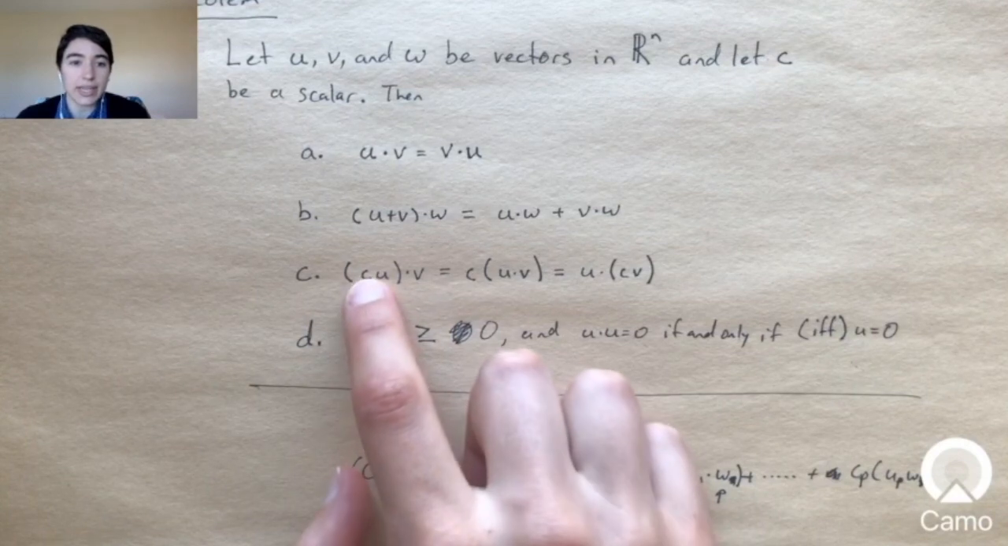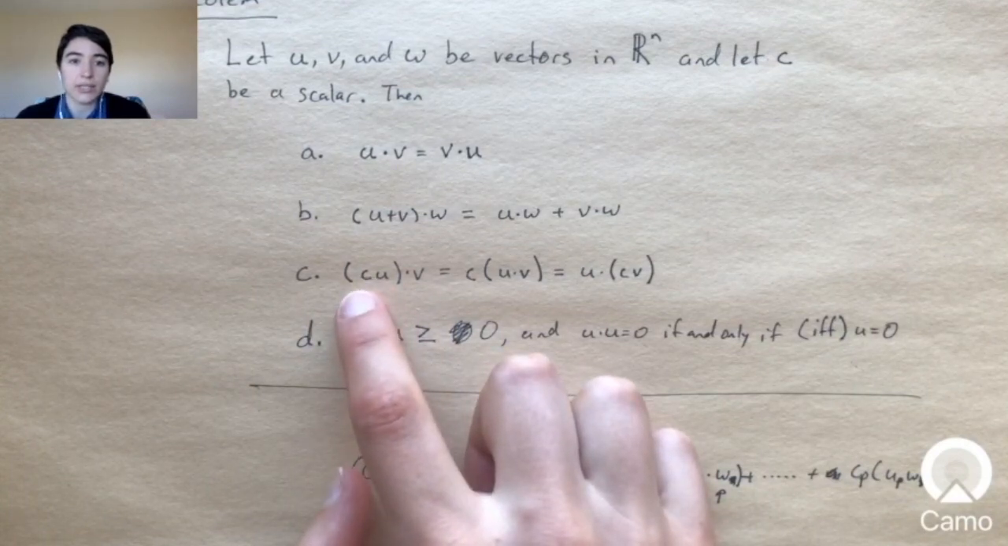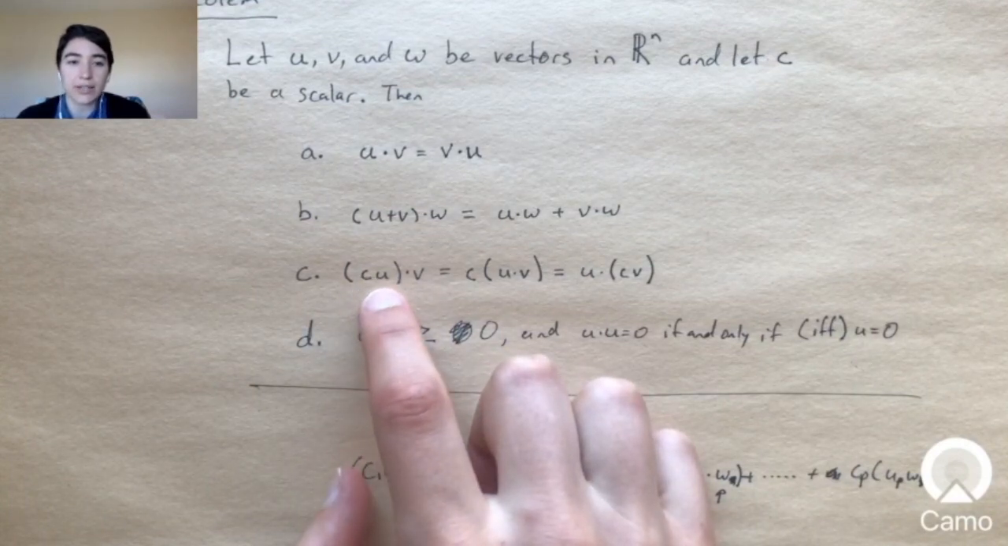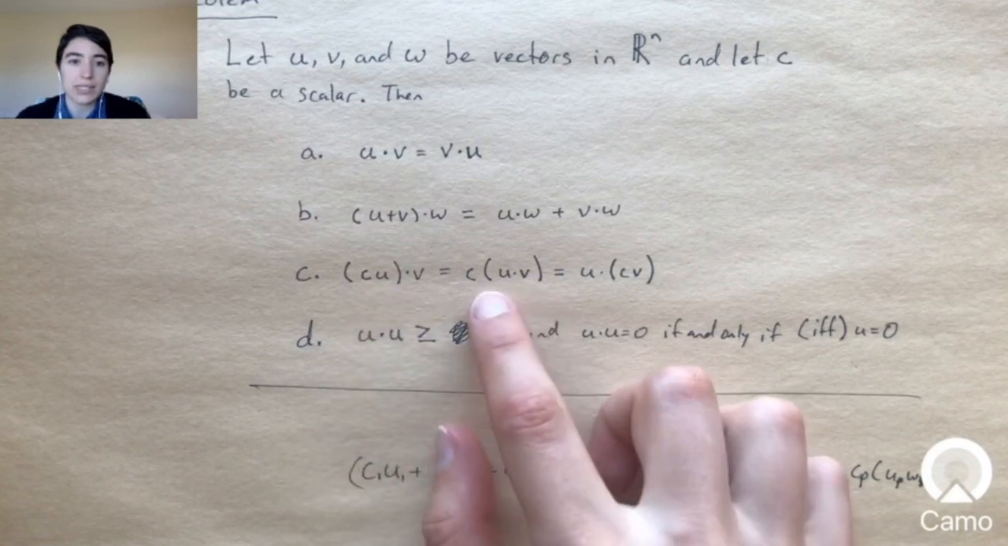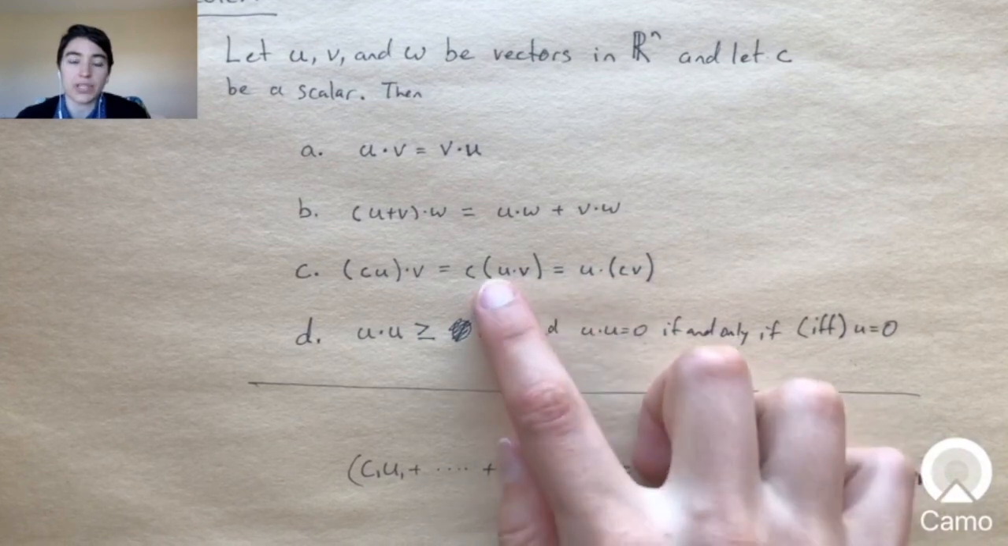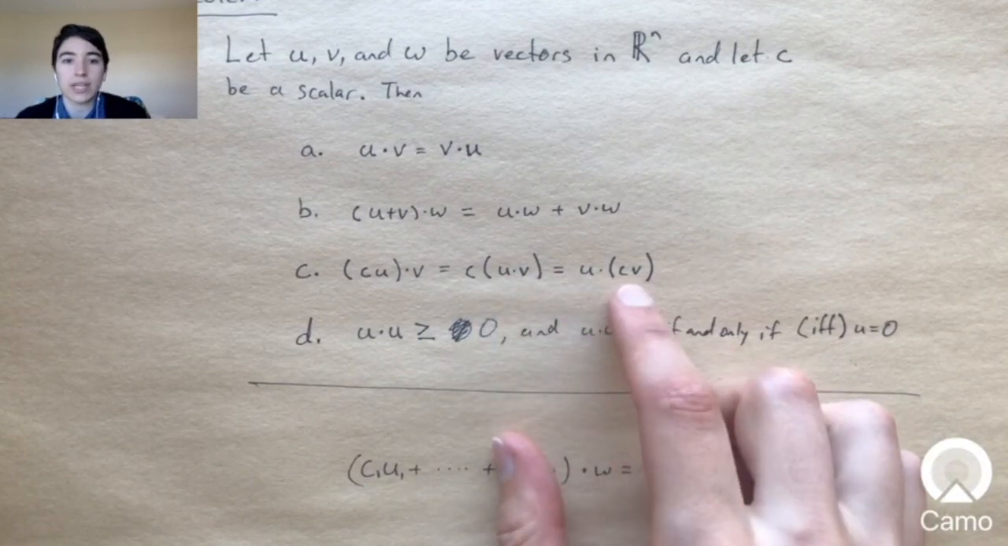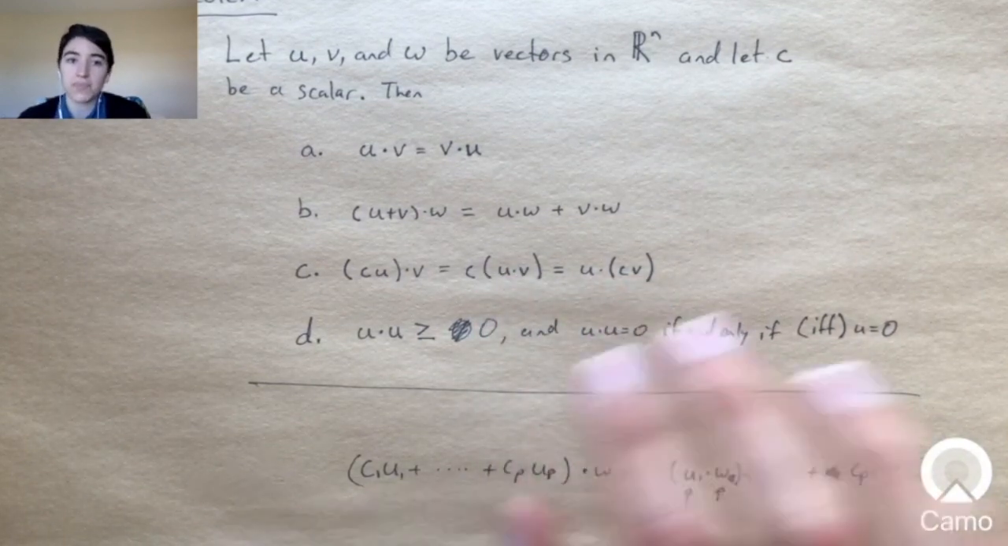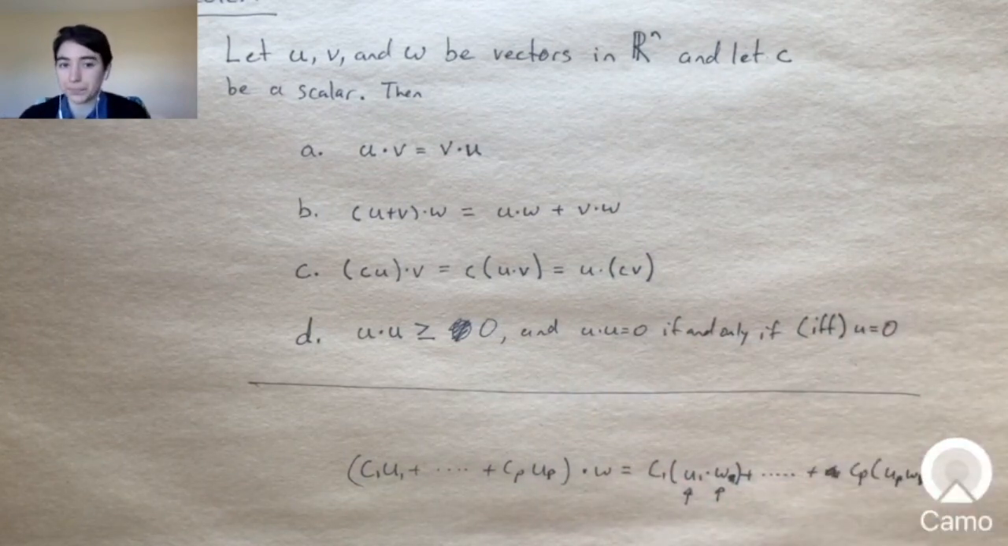C in this case is a scalar. So does it matter if we multiply the scalar by one of them, the scalar by both of them, the scalar by the product of them, or the scalar by the other vector? Does not matter, you can do it in any order.